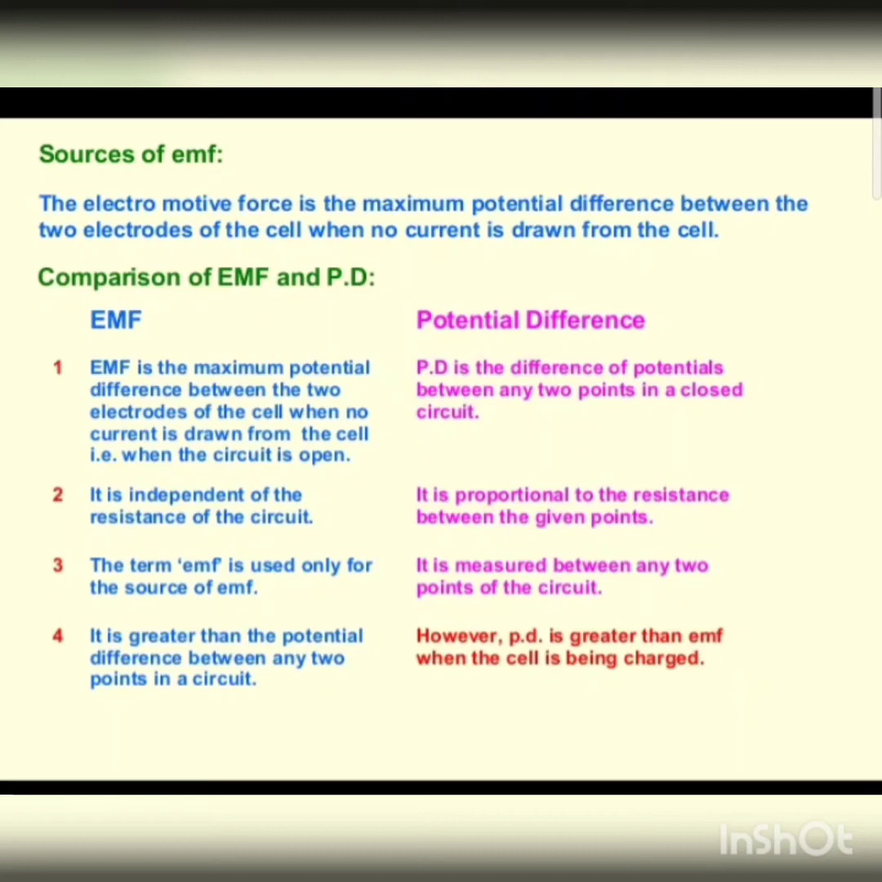Potential difference is the difference of potentials between any two points in a closed circuit. EMF is independent of the resistance of the circuit. Potential difference is proportional to the resistance between the two points. The term EMF is used only for the source of EMF. Potential difference is measured between any two points of the circuit. EMF is greater than the potential difference between any two points in a circuit. However, potential difference is greater than EMF when the cell is being charged.